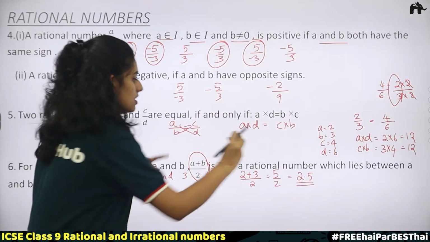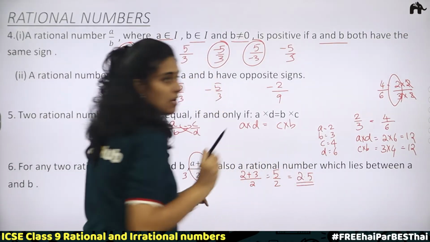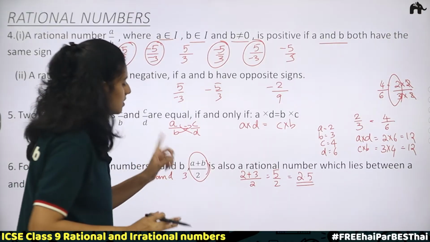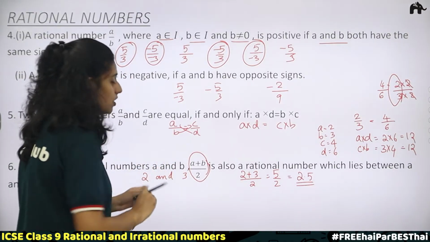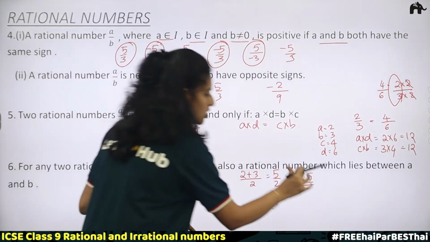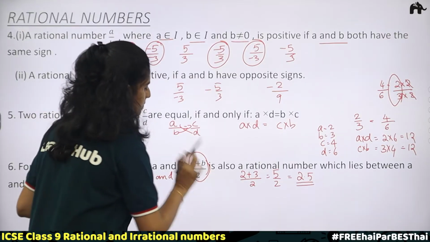So, this 2.5, when you check the number line, you will understand that 2.5 is a number which lies between 2 and 3. Yes, equal distance from 2 and 3, it lies before 3 and after 2. So we are getting a rational number which lies between 2 and 3. To find the rational number, you have to just take a plus b divided by 2.